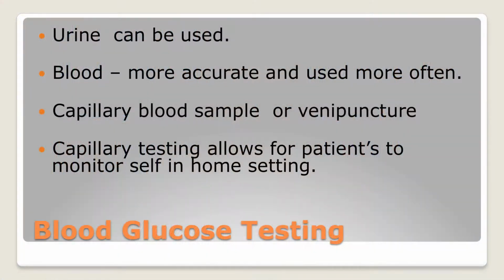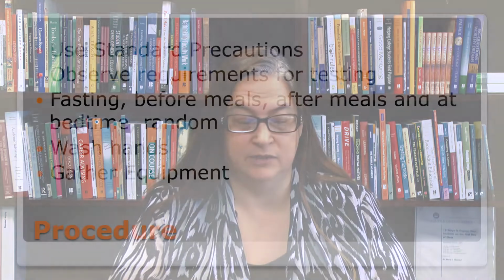In the emergency room or in the doctor's office, if they're doing a venipuncture, they'll use that blood in order to monitor the glucose. But usually if it's just checking for glucose, people at home or before meals, just routinely checking it, they're going to use a capillary sample. It's a good sample. It gives you just as much information as a venipuncture does, and it allows the patient to monitor themselves in the home setting.